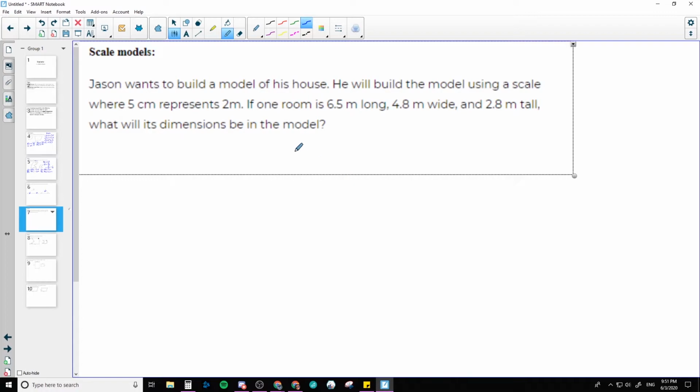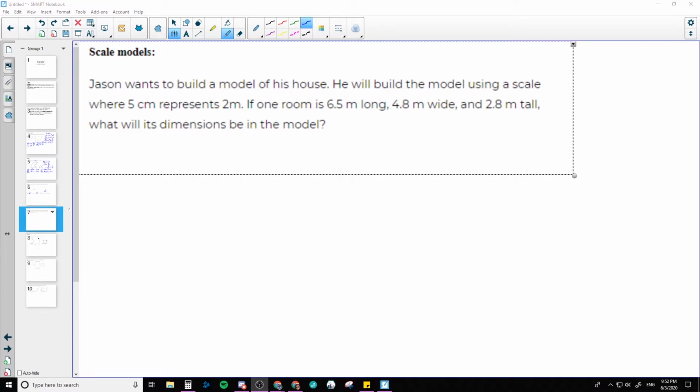All right, scale models. Jason wants to build a model of his house. He will build the model using a scale where 5 centimeters represents 2 meters. If one room is 6.5 meters long, 4.8 meters wide, and 2.8 meters tall, what will its dimensions be in the model?